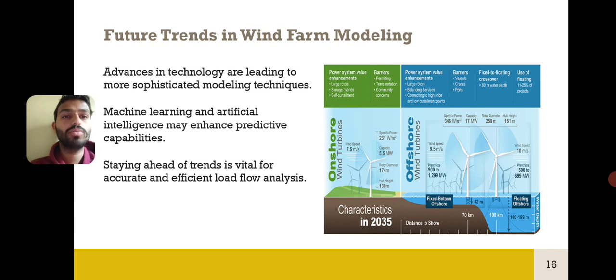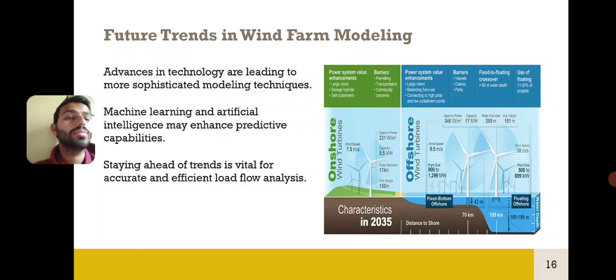Future trends in wind farm modeling. There will be advances in technology leading to more sophisticated modeling techniques. Machine learning and artificial intelligence may enhance predictive capability. Staying ahead of trends is vital for the accuracy and efficiency of load flow analysis.